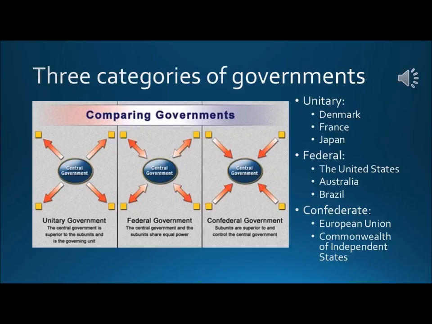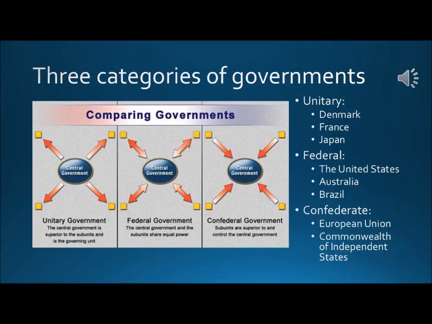Under federal governments, the central government and the subunits share equal power. There is greater scope for diversity and experimentation, and power goes both ways, from the central government out and from the smaller governments toward the central government.